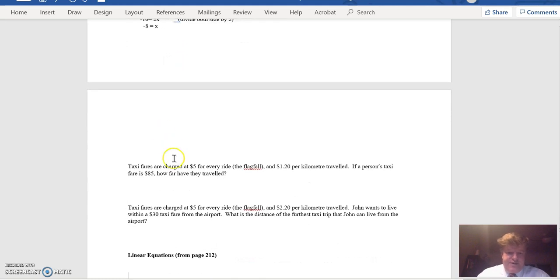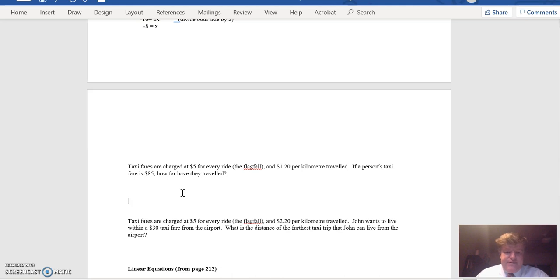Last couple of questions before we actually look at drawing some graphs. This is a taxi fare. Taxi fares are charged at $5 for every ride. So when you jump in the cab, the meter starts at $5 and $1.20 per kilometre travelled. If the fare is $85, how far have they travelled?